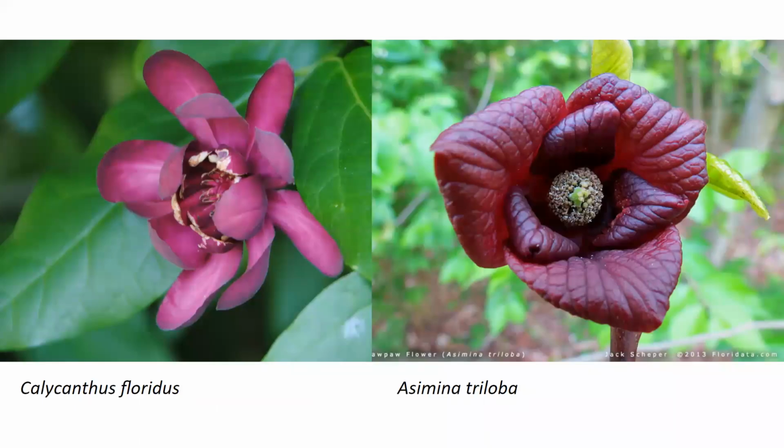Let's look at a couple of other examples. So these are the flowers that we don't get to see when we take dendrology in the fall, of Calycanthus floridus, sweet shrub or sweet Betsy, and Asimina triloba, the pawpaw, which has a really interesting flower on the right. And so those are some examples of the more primitive flower families.